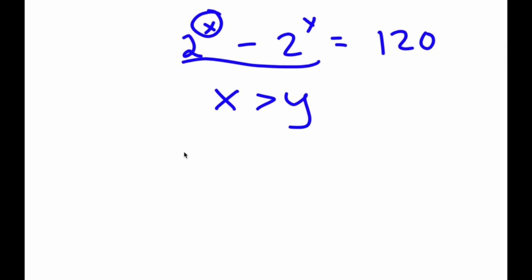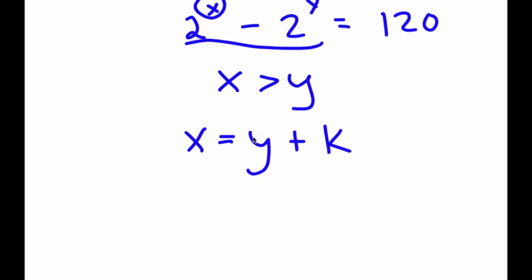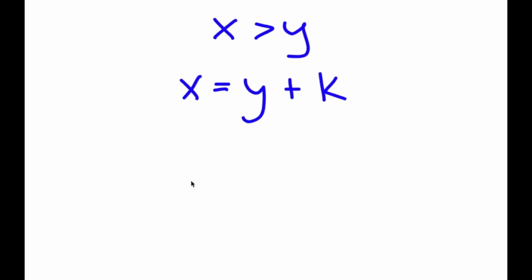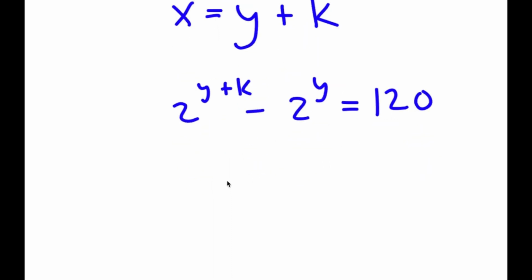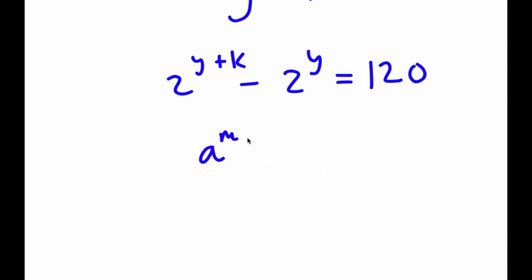Meaning, if x is greater than y, then x is going to equal y plus some number k. So k is a constant. So now, if I go ahead and replace x with y plus k, I get 2 to the power of y plus k minus 2 to the power of y is equal to 120. Now, if I have something in the form a to the power of m plus n, this is equal to a to the power of m times a to the power of n.